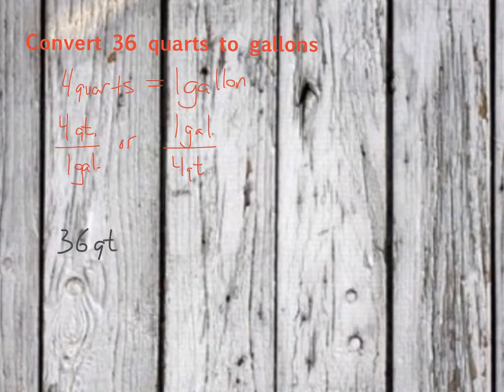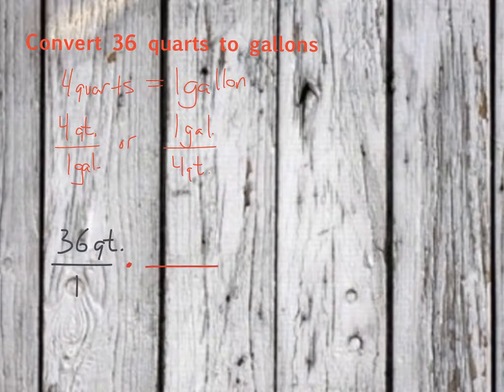36 quarts. And I'm going to put that over the number 1, okay? Why did I do that? You'll see, but it's important to recognize that 36 quarts over 1 does not change the value of 36 quarts, okay? Putting 7 over 1 means the number is still 7, right?